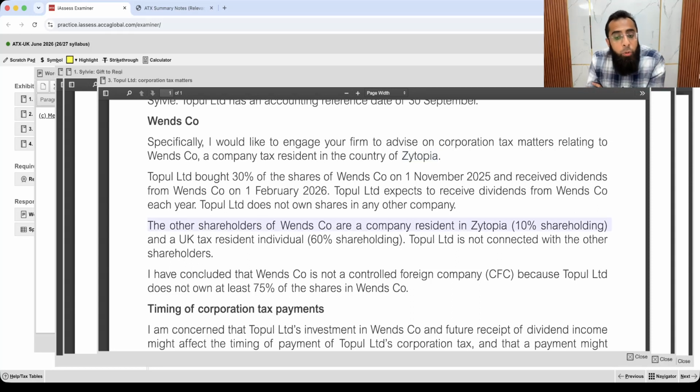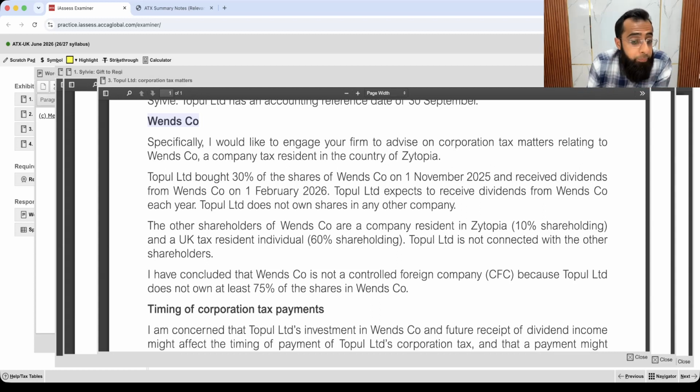The other shareholders of Vents company are a company resident in Zetopia, with a 10% shareholding, and a UK resident individual having a 60% shareholding. Now, this UK resident individual owns 60% and we own 30%. So I can say that this Vents company is a controlled foreign company. It is a CFC. Any non-resident company controlled by UK resident shareholders is called a CFC.